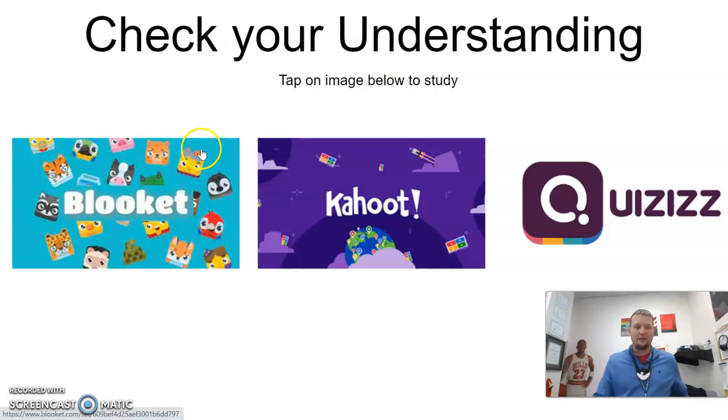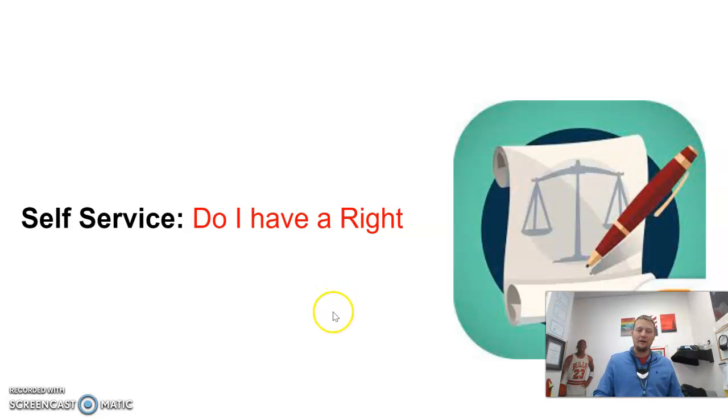On this following slide here, there are live links to 3 games. You check your understanding. You just tap on the link. It'll bring you to a booklet, a Kahoot, or a Quizizz, and those will be about the Bill of Rights to help us play some games, have a little bit of fun, and they're all self-paced ones that you can work on. If you finish those and still have time, you can go to self-service, and there's an app called Do I Have a Right? It looks like this is the icon. And you can start playing with that app a little bit and working your way through that as well.